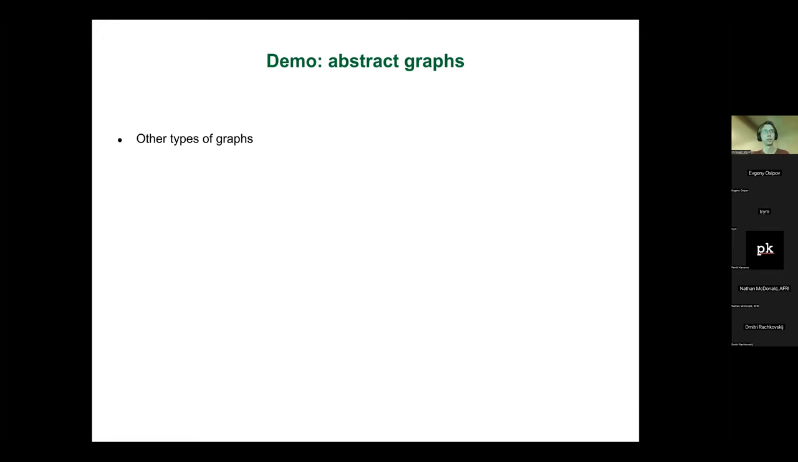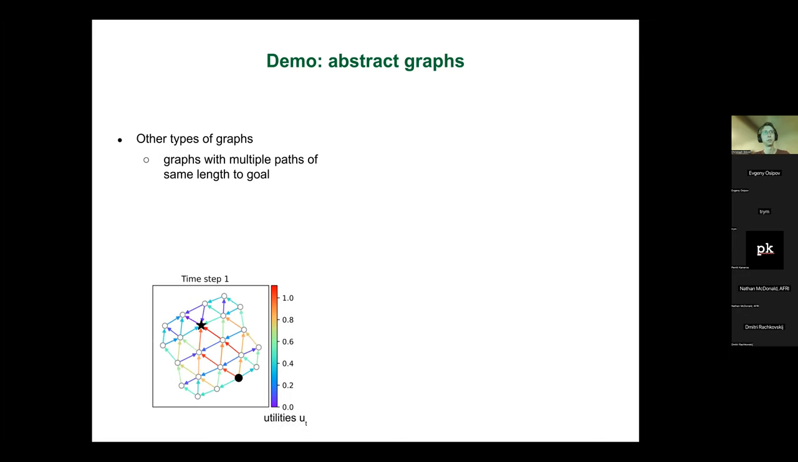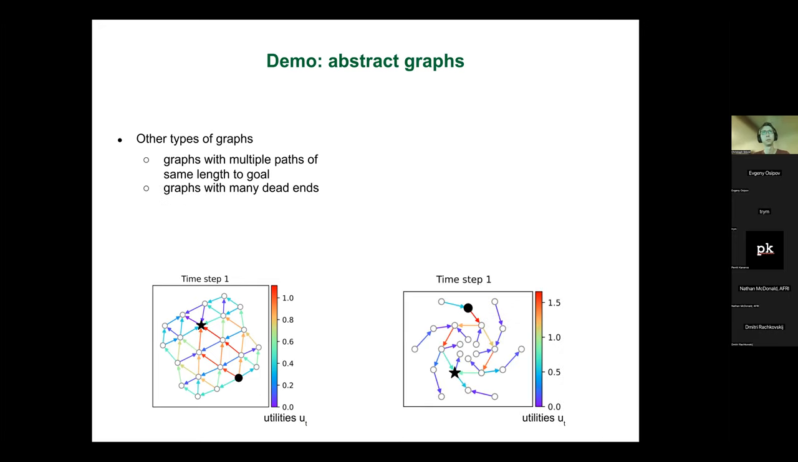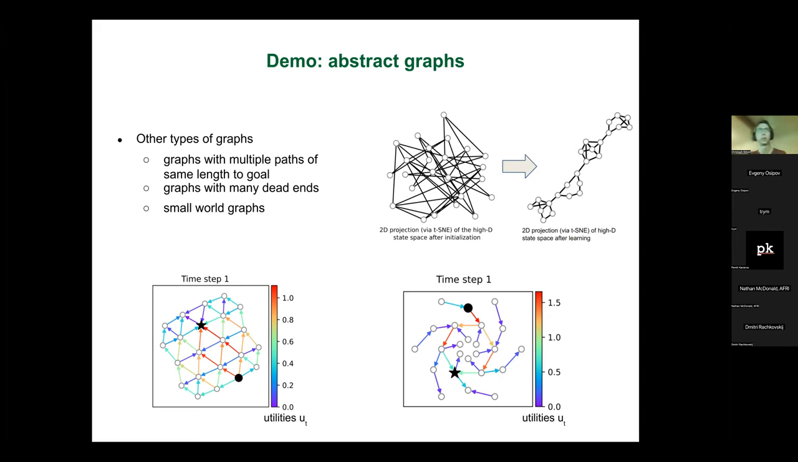So we also tried this on other types of graphs with different challenges. So for example, there were graphs where multiple paths led to the goal and they were of the same length. Also graphs with a lot of dead ends and small world graphs. And I think especially small world graphs are of interest here because if you look at the initial state space, it's hard to tell that it's even a small world graph. Even just after the CML has learned it, it becomes obvious that there are these densely connected clusters of nodes which are sparsely connected among each other then.